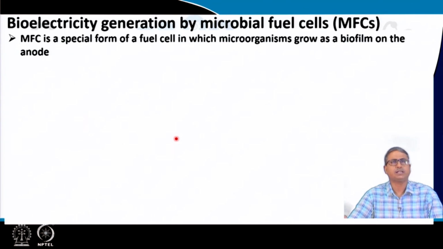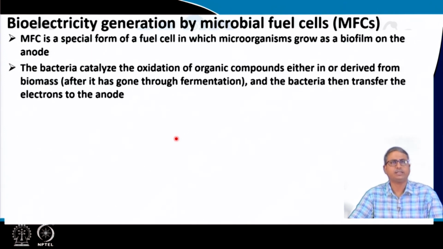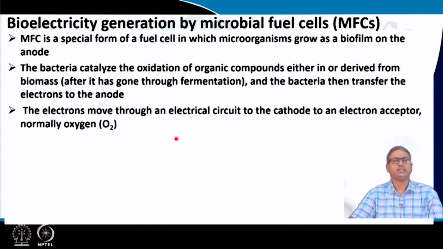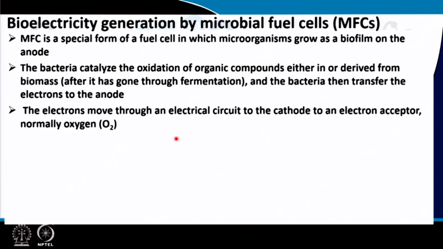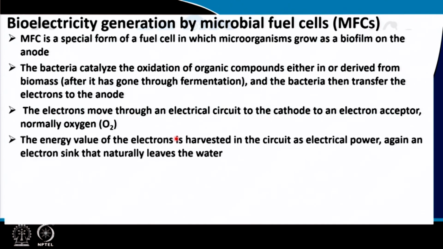Now, MFCs are a special form of fuel cell in which microorganisms grow as biofilm on the anode, and the bacteria catalyze the oxidation of organic compounds, either in or derived from the biomass after it has gone through fermentation. The bacteria then transfer the electrons to the anode. The electrons then move through the electrical circuit to the cathode, to an electron acceptor, normally oxygen. The energy value of the electron is harvested in the circuit as electrical power.